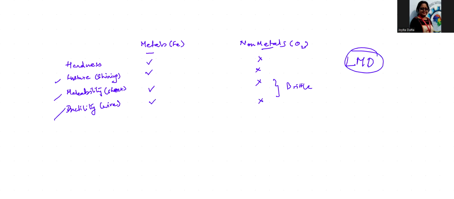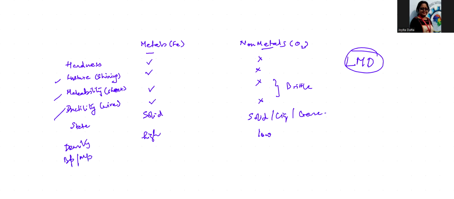Metals, I told you, are mostly in solid state, and non-metals may be in solid, liquid, or gaseous state. Again, density: metals are hard with high density and non-metals have low density. If I talk about boiling point and melting point, metals have a high boiling point and melting point, non-metals have a low boiling point and melting point. So these are various differences between metals and non-metals.